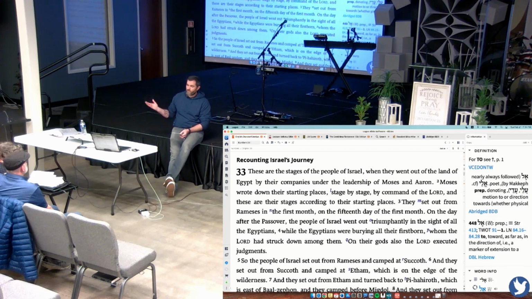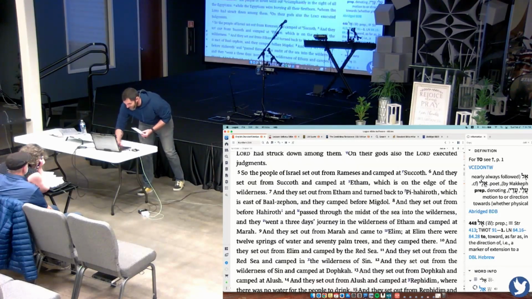The people of Israel went out triumphantly in the sight of all the Egyptians, while the Egyptians were burying their firstborn, whom the Lord had struck down among them, which means that the story of Israel begins with the defeat of chaos, which I think is pretty cool. And on their gods also, Yahweh executed judgment. Yahweh executed judgment on their Elohim, which means that the story of Israel begins with a spiritual victory of Yahweh over other gods, which I think is pretty cool.